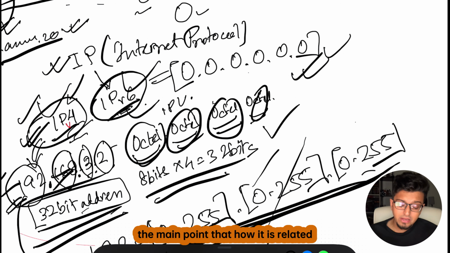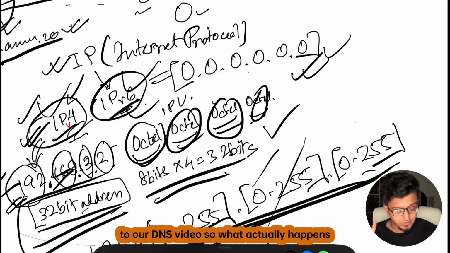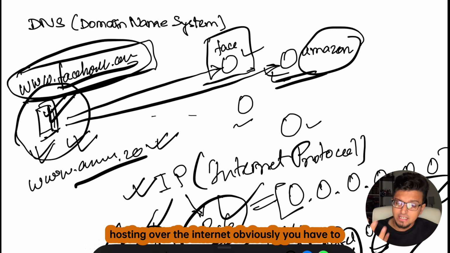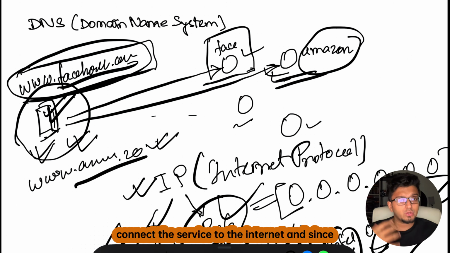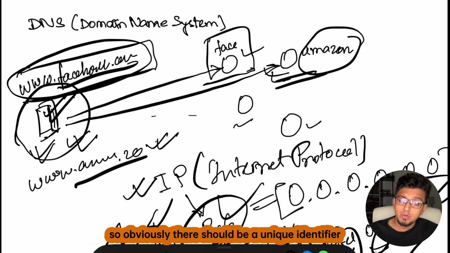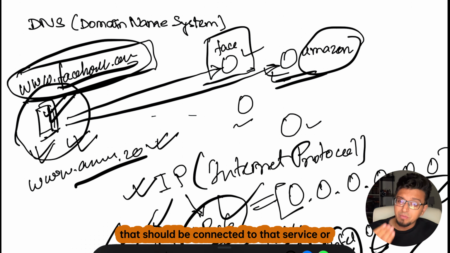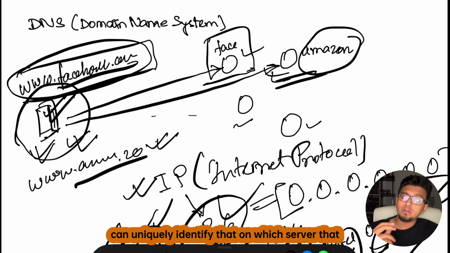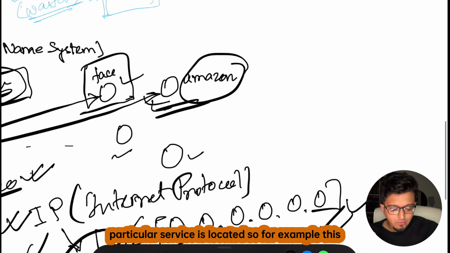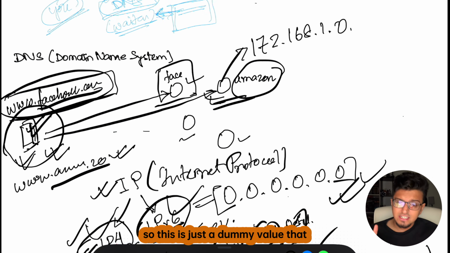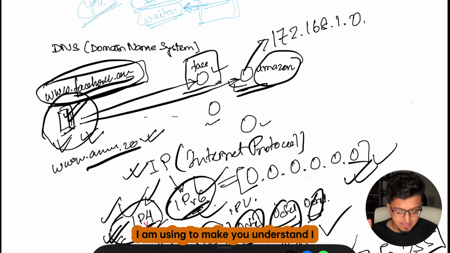Now coming to the main point, how it is related to our DNS video. Whenever you are creating a service and hosting it over the internet, obviously you have to connect the service to the internet. And since you are connecting that service to the internet, there should be a unique identifier connected to that service or the server, so that over the internet we can uniquely identify on which server that particular service is located. So for example, this Amazon service is located on this IP address. This is just a dummy value that I am using to make you understand. I hope this is clear.